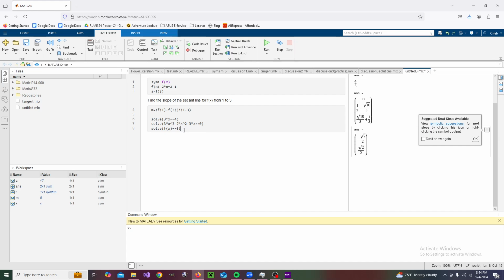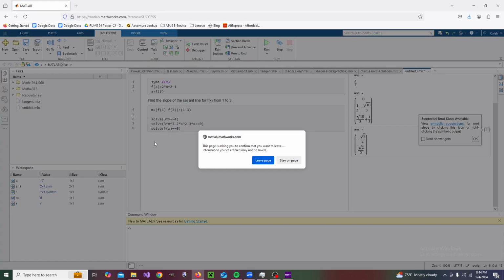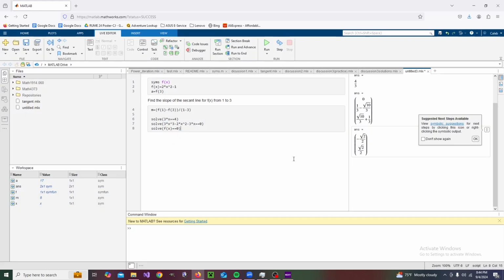Well, the next important thing to do is that we want to save this file. So right now, if I hit exit, I hope it warns me not to close it. Yep. Hey, this page is asking to confirm that you want to leave. Information you've entered may not be saved. So let's say stay on the page and say, oh yeah, you're right. I forgot to save my file.